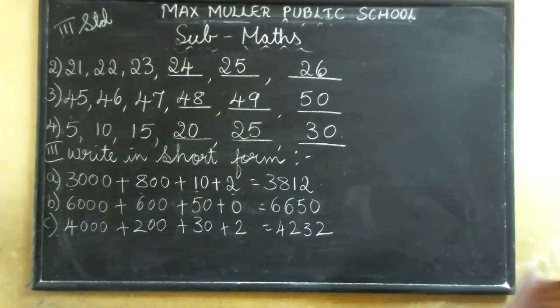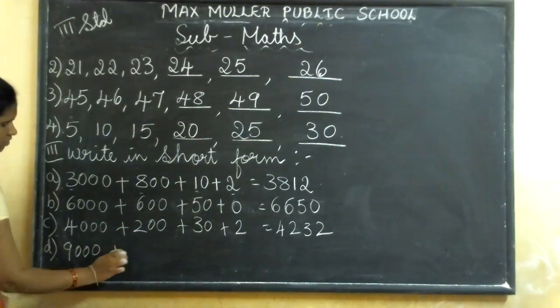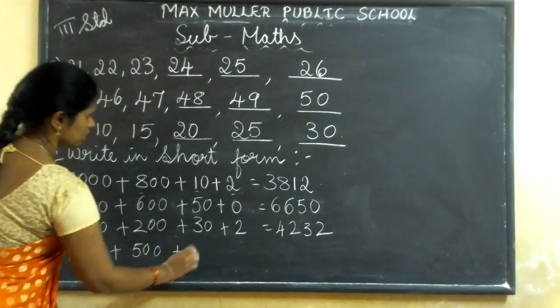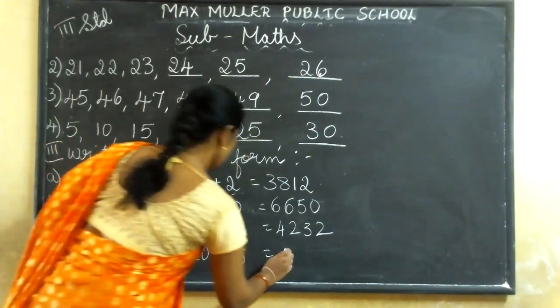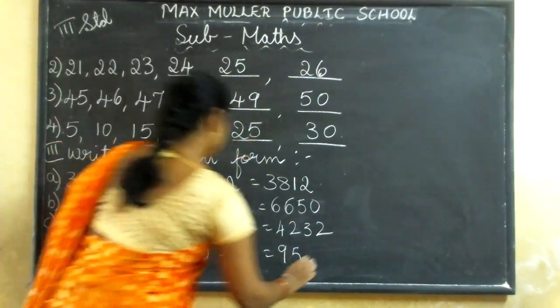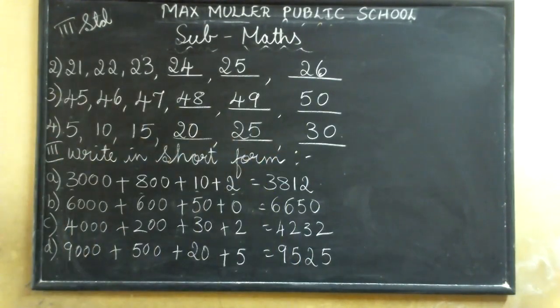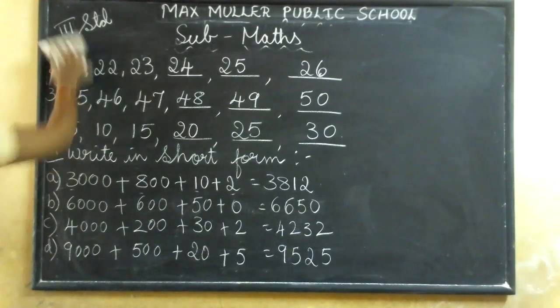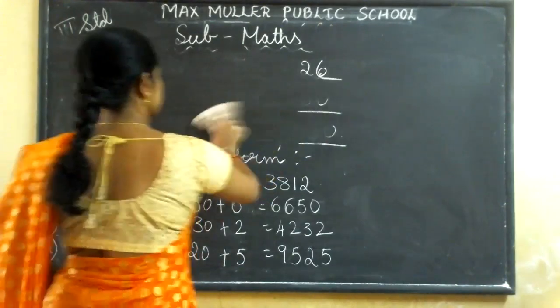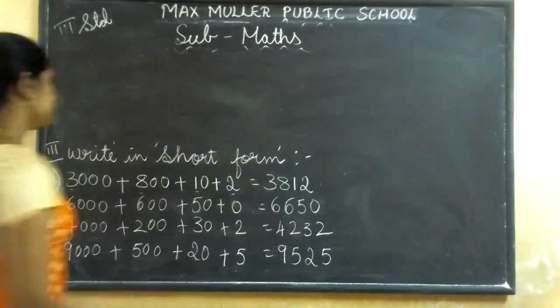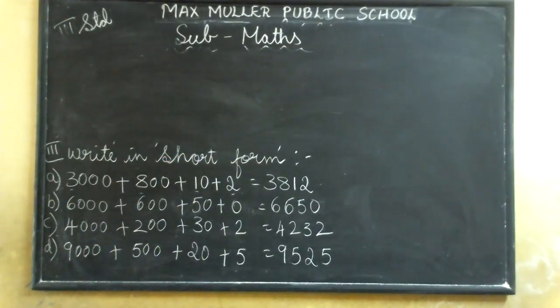Fourth one: 9,520 plus 5. 9,525. 9,525. Copy down fast. Finished? Fourth main.